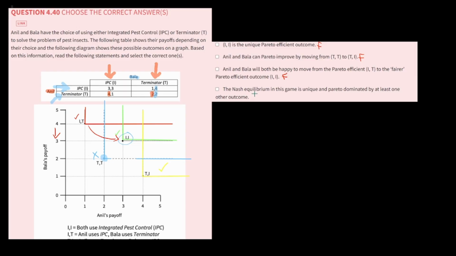The last one here, which by process of elimination must be true: the Nash equilibrium in this game is unique and Pareto dominated by at least one other outcome. Yes, it is unique. We only have one Nash equilibrium right there at terminator-terminator, and this is dominated by IPC. So this is true. Nash equilibrium is unique, and it is Pareto dominated. So we have our correct answer.